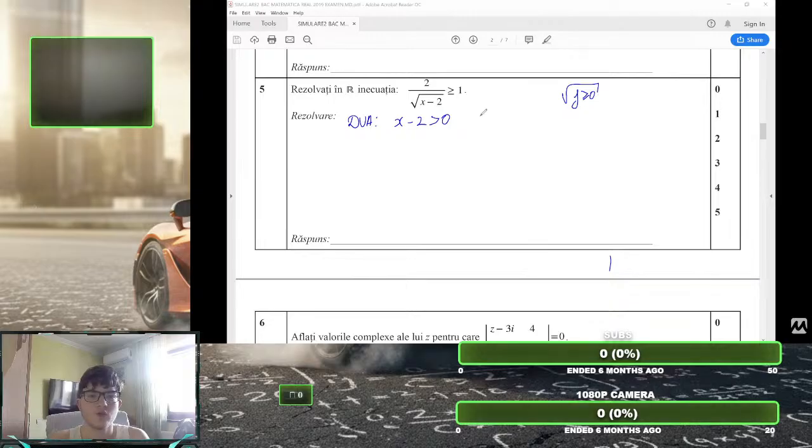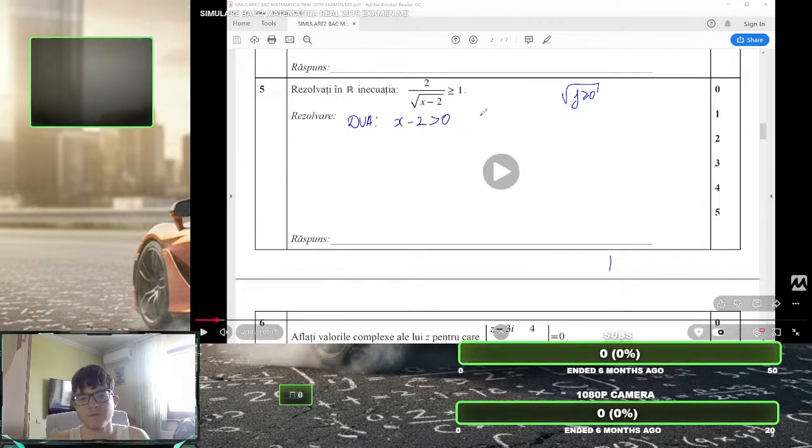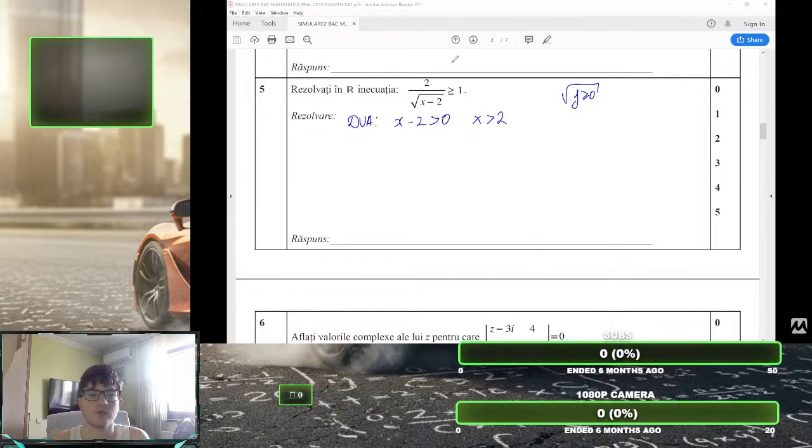x minus 2 bigger than 0 in the DVA. Why? Because under the square root has to be bigger or equal to 0, but it's not equal to 0. We remove that because it's a fraction, so it's under, so it's bad. So x is bigger than 2. Easy as day. From 2 till plus infinity it goes. Now, DVA we have it. Now what do we do?